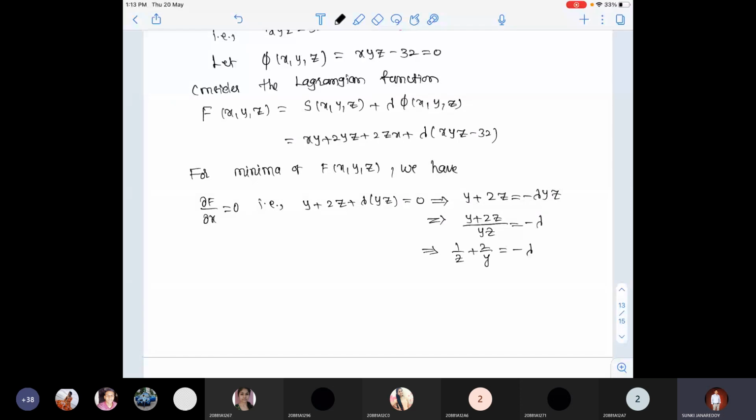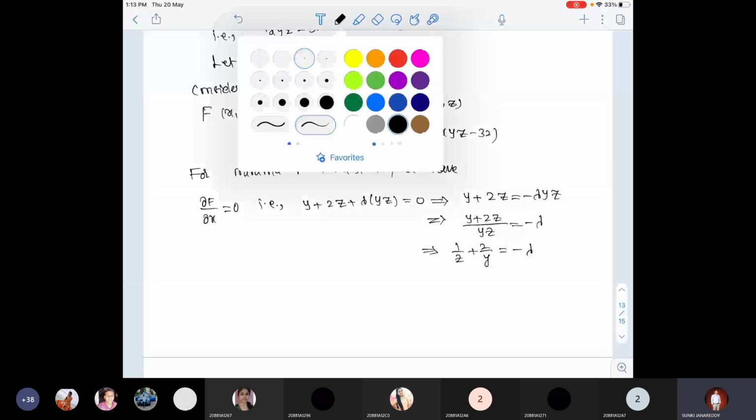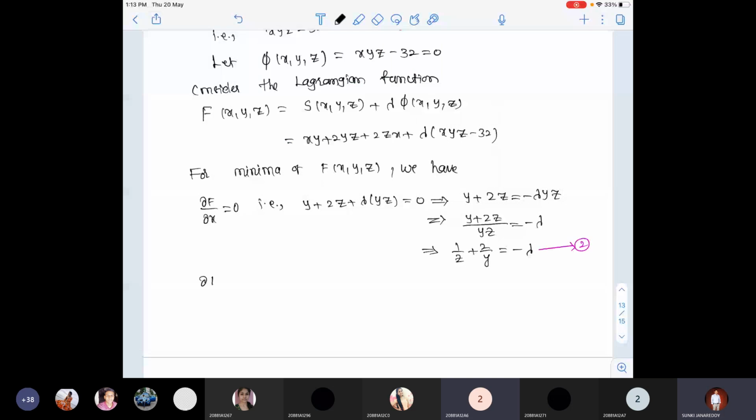All of you be ready with these values. Here, what is the next value? Nana, tell me. The partial derivative with respect to y: x plus 2z plus lambda xz. Very good. Now that one is equal to 0. That implies lambda xz. It is right only, right?